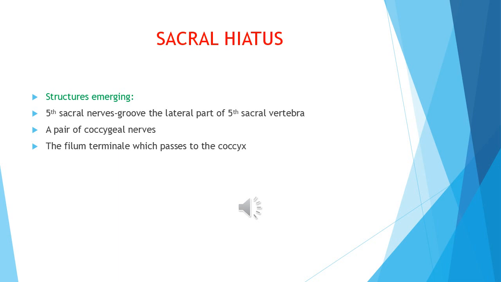One is the fifth sacral nerve. It emerges from the lateral part of the fifth sacral vertebra. So the structures emerging are the fifth sacral nerve, a pair of coccygeal nerves, and the filum terminale, which passes to the coccyx. So these are the structures emerging through the sacral hiatus: the fifth sacral nerve, a pair of coccygeal nerves, and the filum terminale.